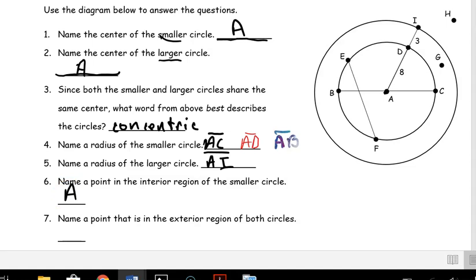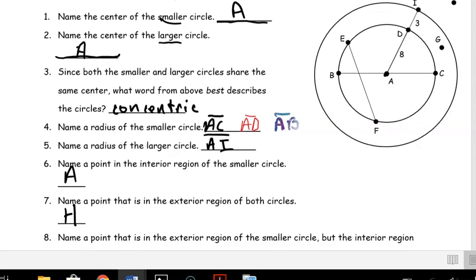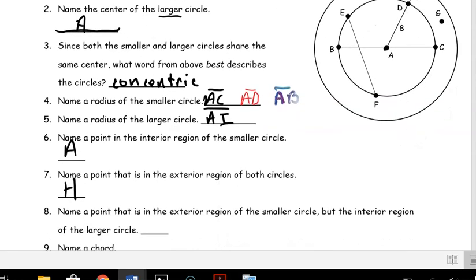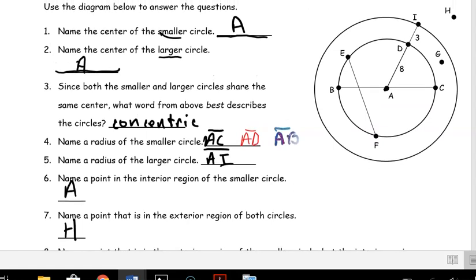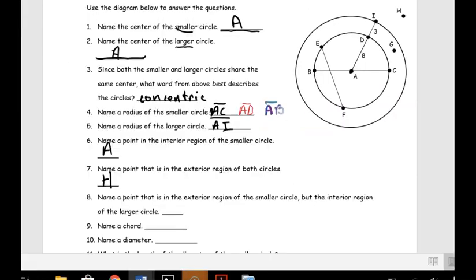Name a point that is in the exterior region of both circles. So basically that means outside of both circles, which would have to be point H. Okay, now let me try and make this a little smaller. Okay, hopefully this will now fit.